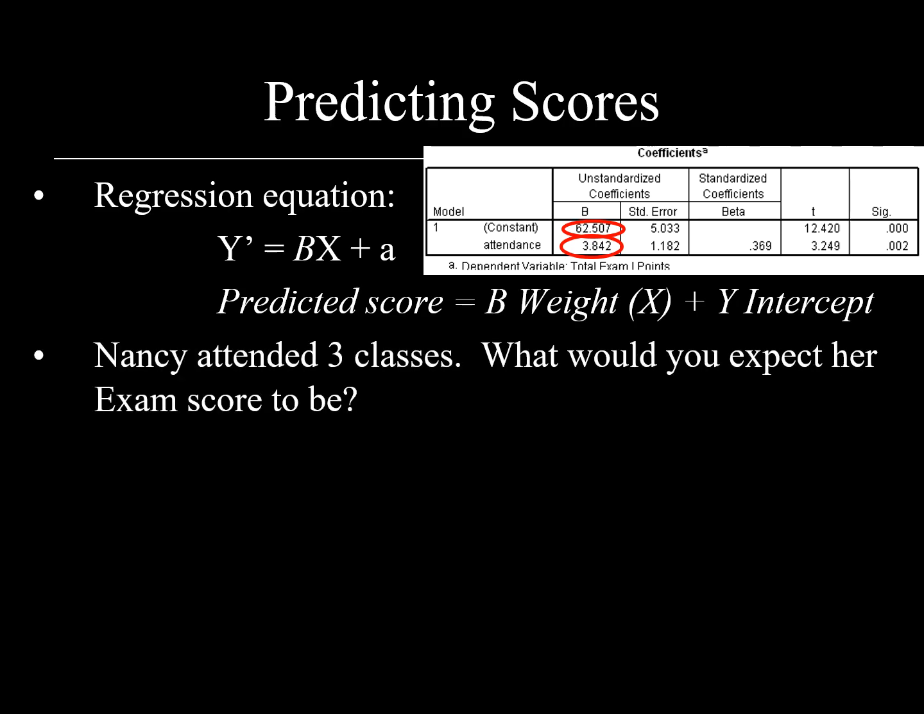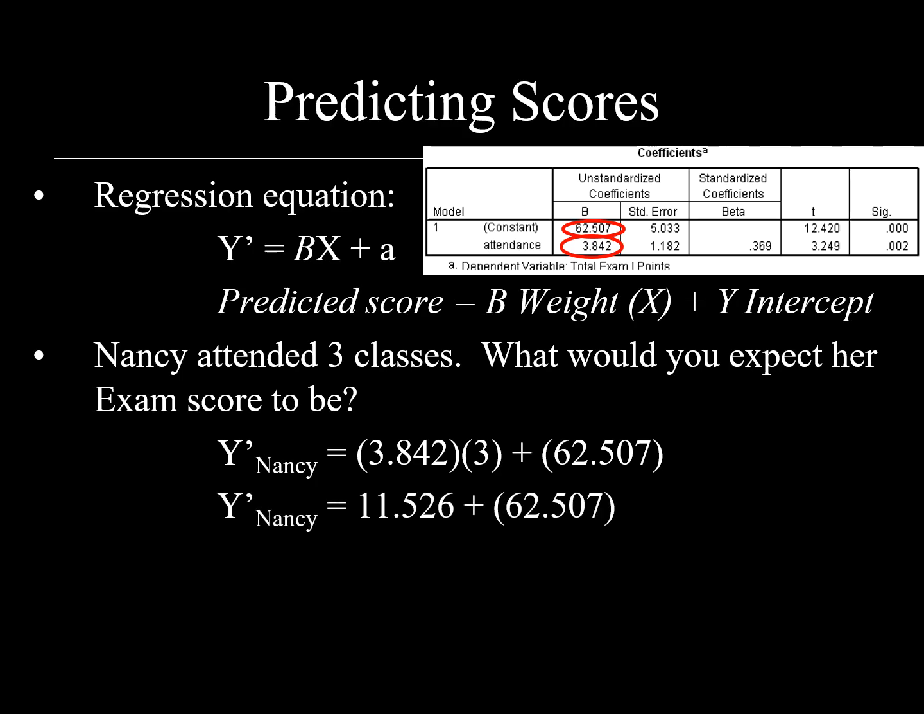So Nancy attended 3 classes. What would you expect her exam score to be? So we'd simply take the b weight of 3.842, times her number of attendances, 3, and then add it to the y-intercept, 62.507. So it's this equation. We calculate it, 11.526 plus 62.507. We'd add those together. We'd expect Nancy to score a 74.033 on her test based on her attendance.